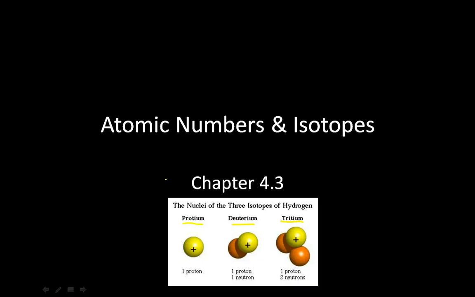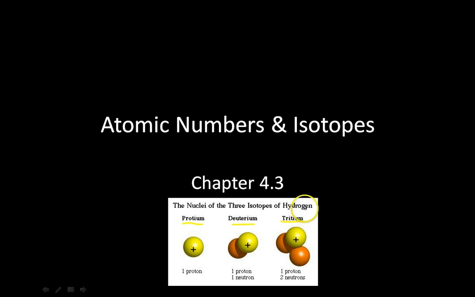Hello there, chemistry students. Today we are talking about atomic numbers and isotopes. You probably have learned about isotopes in a previous chemistry class, but we're going to review them and then talk about how to assign some numbers to describe atoms. This is all basically from chapter 4.3 of your textbook.